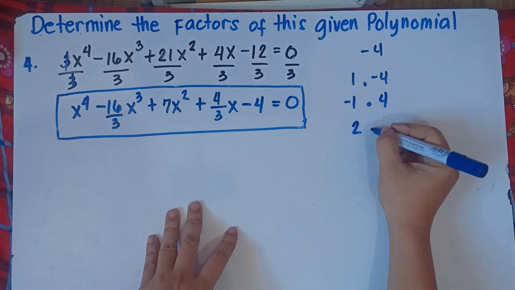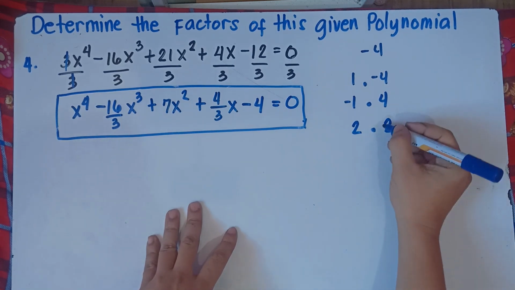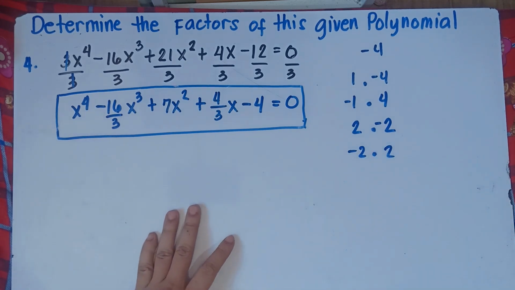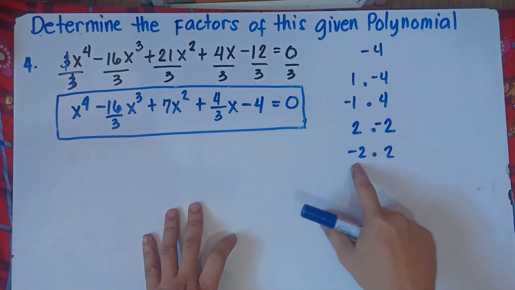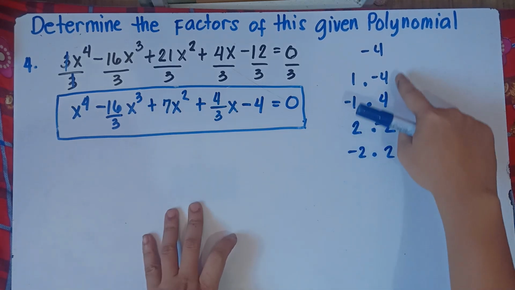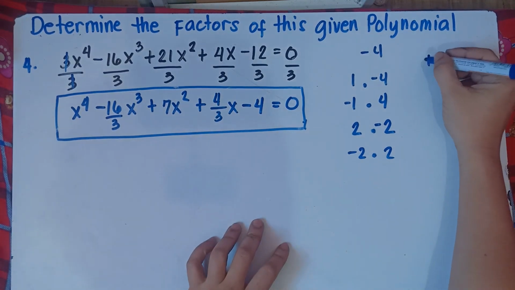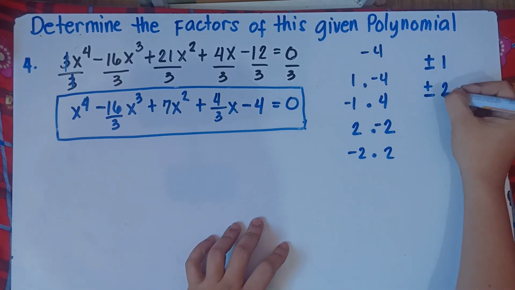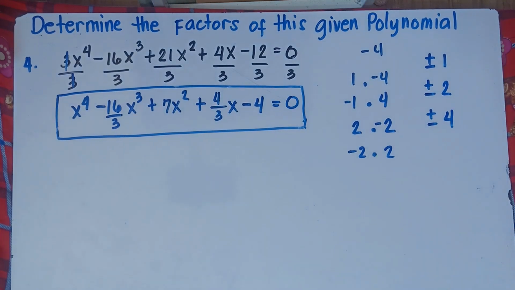You can have 2 times, what is that? 2 times 2. Or 2 times negative 2. And negative 2 times 2. So you have positive 1, negative 1. You have positive 2 and negative 2. And positive 4, negative 4. So this will be the factors of 4 class. So we have positive 1, negative 1. Positive 2, negative 2. Then positive 4 and negative 4. So this will be the factors class.